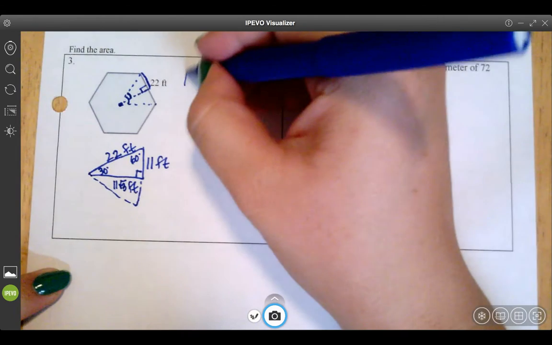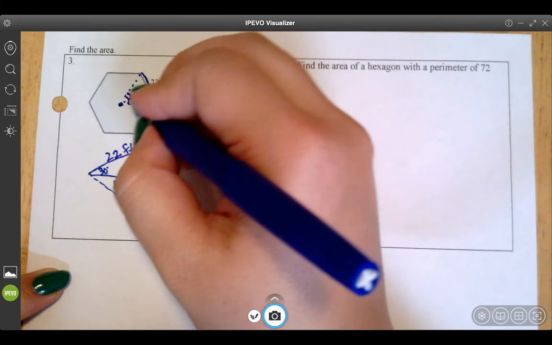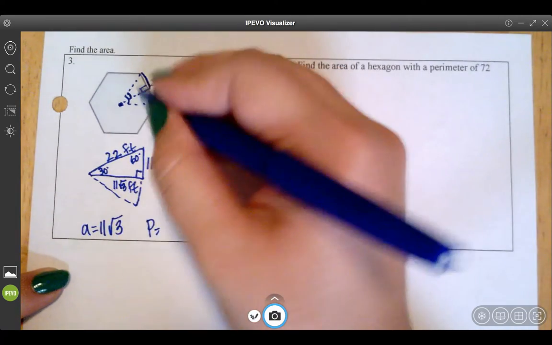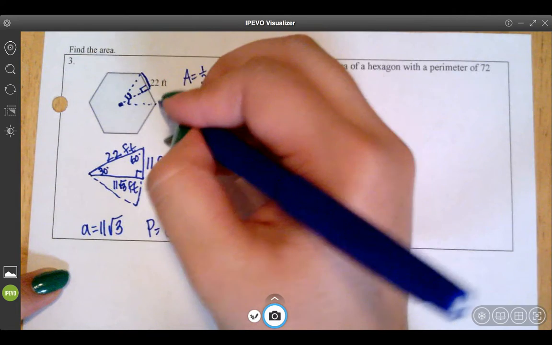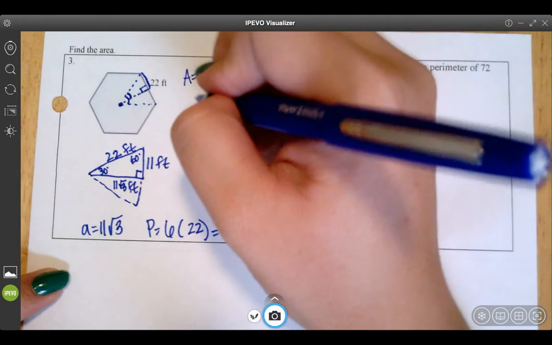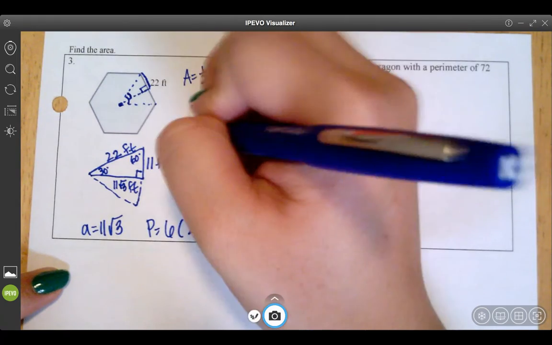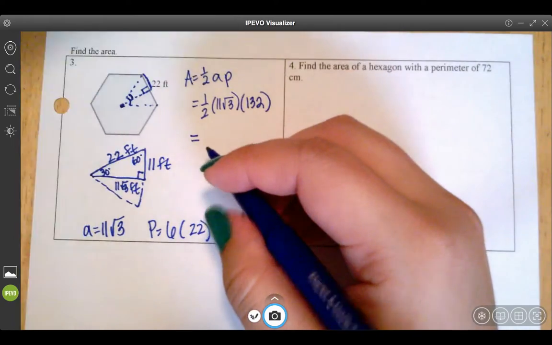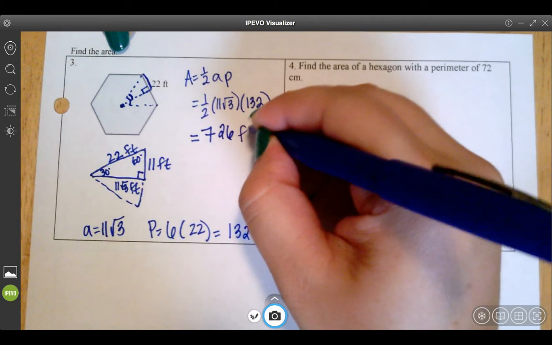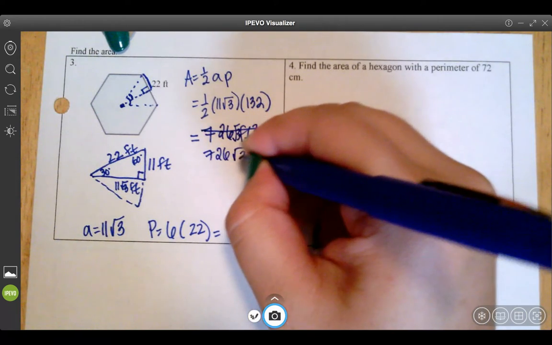Area equals 1/2 AP. My apothem, this one here, is 11 root 3. Perimeter, there are 6 sides. Each side it was given to us is 22, giving us 132 feet. So this is 1/2 times 11 root 3 times 132 into the calculator is 726 square feet. Oh, square root of 3, sorry. 726 times the square root of 3 square feet.